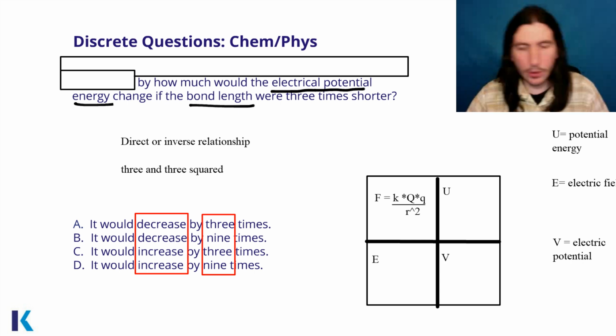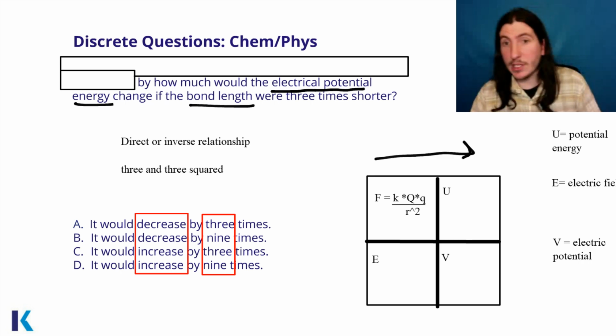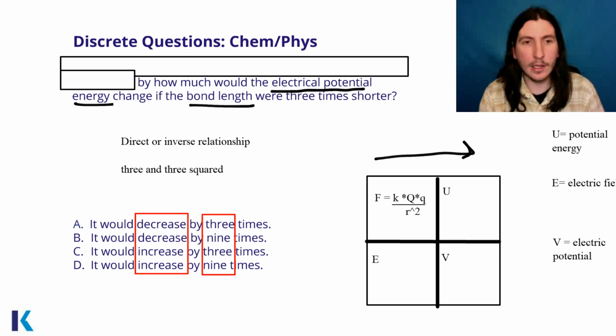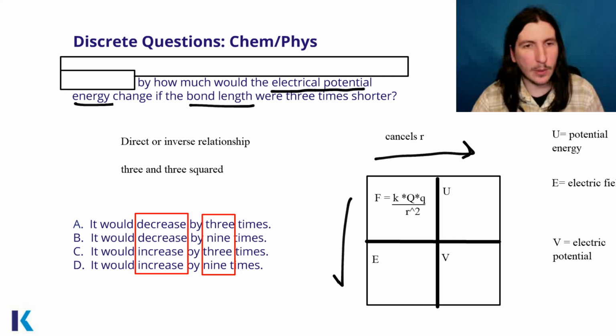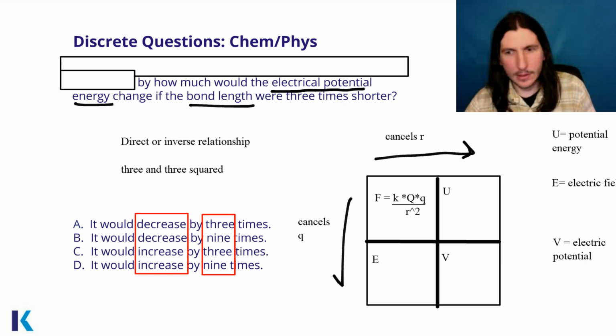And when you go to the right from Coulomb's law, you cancel R, because force times distance gives energy, so going to the right cancels one of the R's. Meanwhile, going downward cancels little q, the charge that is being affected. Knowing that, you can derive any of these.